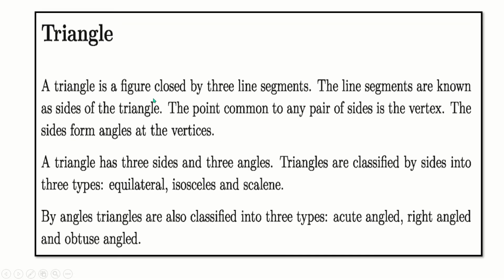Triangle. A triangle is a figure closed by 3 line segments. The line segments are known as the sides of the triangle. The point common to any pair of sides is the vertex. We know this. The sides form angles at the vertices. A triangle has 3 sides and 3 angles. Depending on sides, triangles are of 3 kinds. Also, depending on angles, triangles are of 3 kinds.